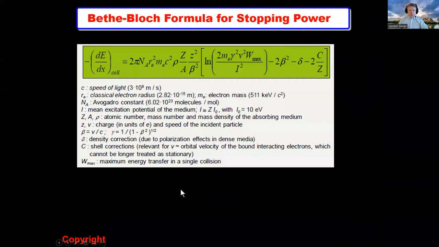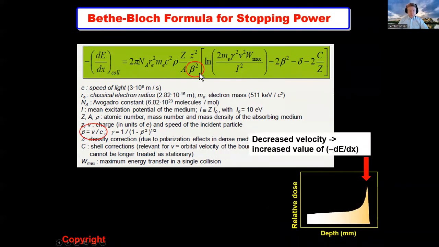This is the Bethe-Bloch formula. Sometimes the correction factors are written a little differently. I will not go into the details of the Bethe-Bloch formula, but I just want to emphasize that minus dE/dx is proportional to 1 over beta squared. Beta is the velocity of the particle over the speed of light. And this leads to decreased velocity giving an increased value of minus dE/dx, which means that most of the energy is deposited just before the particle stops.